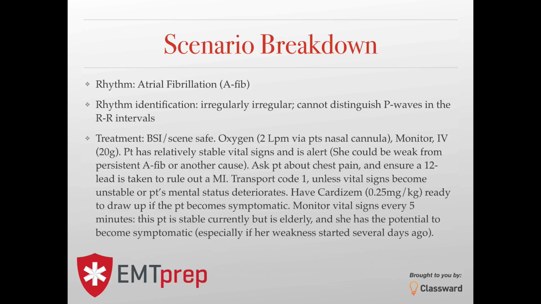We'll transport code 1 unless vital signs become unstable or the patient's mental status deteriorates. Just in case, we're going to have Cardizem at 0.25 milligrams per kilogram ready to draw up if the patient becomes symptomatic. We're going to monitor her vital signs every 5 minutes, and this patient is considered stable, although being elderly, she has the potential to become symptomatic, especially since her weakness started several days ago.